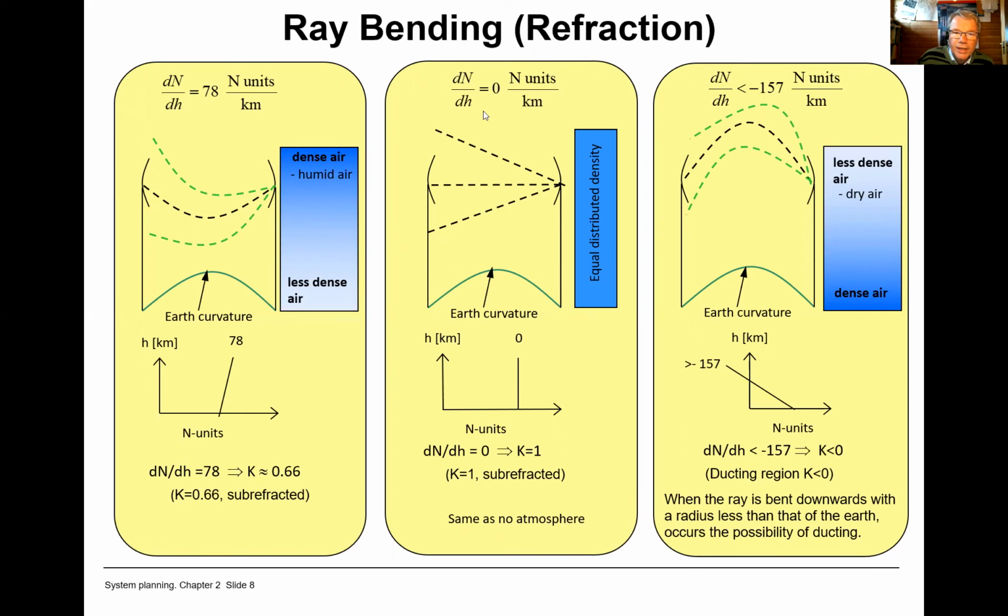And if we have dN/dh equal to 0, that means equally distributed density, the same as no density, and then we shoot in straight lines. If we have dN/dh less than minus 157 N units per kilometer, exactly minus 157 gives K equal to infinity. And if it's less, then K is negative. You have to shoot upwards in order to reach the other antenna.